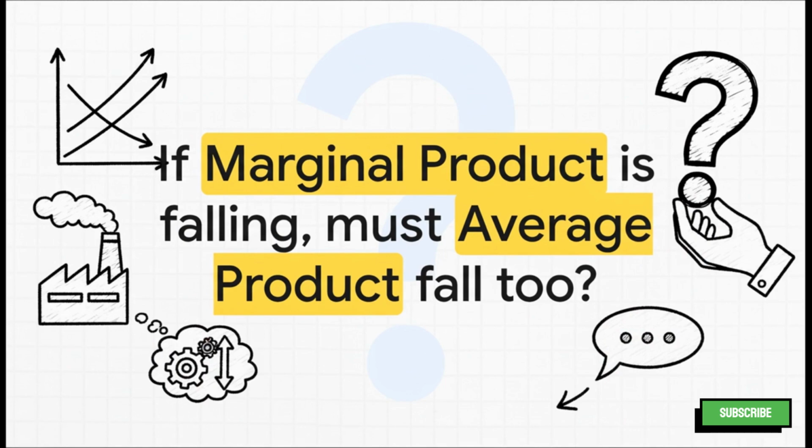And for our final question, a little bit of a brain teaser. If the marginal product is falling, does that automatically mean that the average product has to be falling too? Explain why or why not.